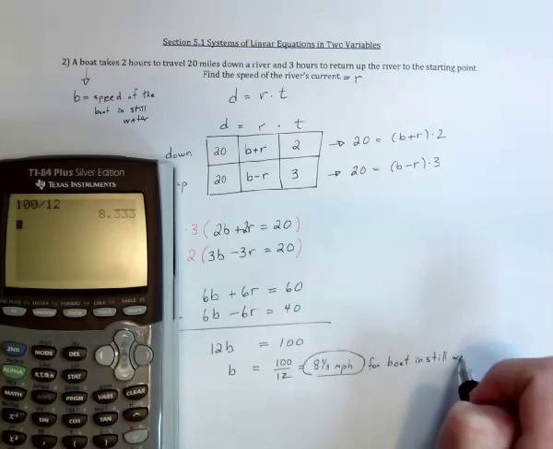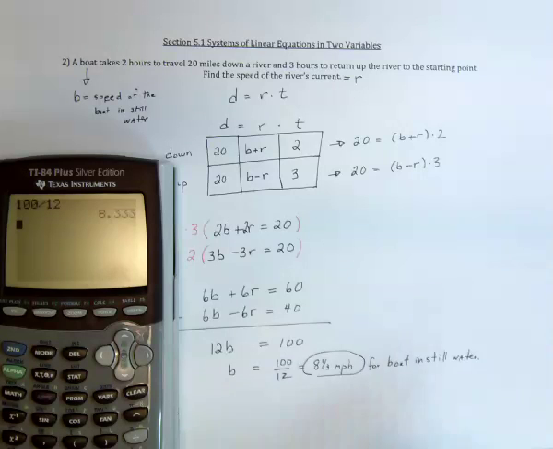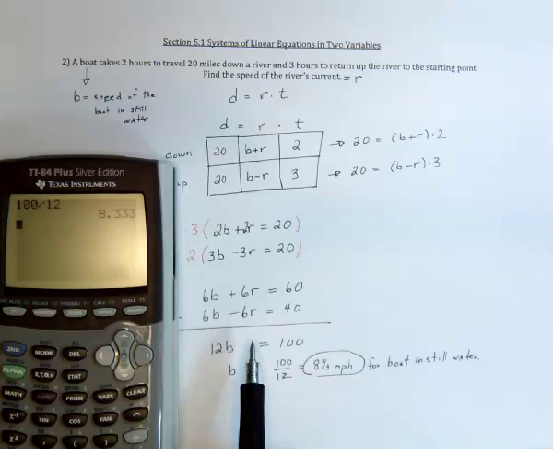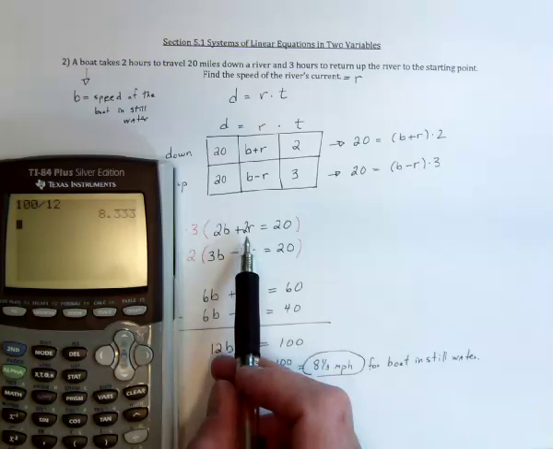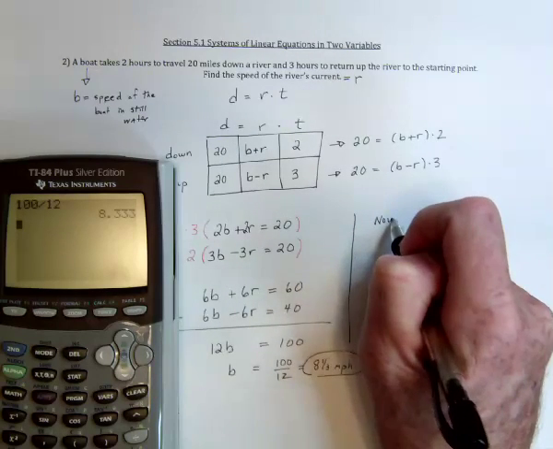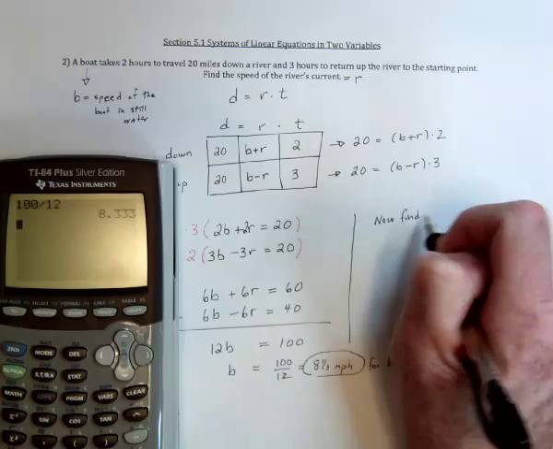Which is wonderful, but that's not what was asked for. What was asked for was the r. So we need to go back to one of these equations and find out how much is r. So you can use any of the equations that we have that has an r in it. I think that I'll use this one. That looks to be the simplest. So now we need to find r.